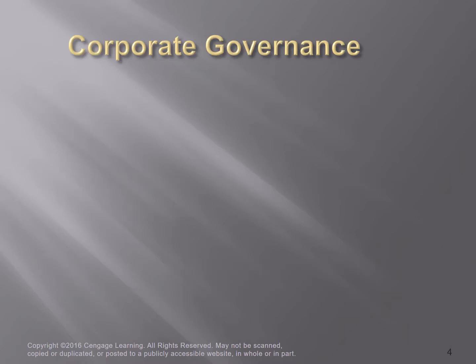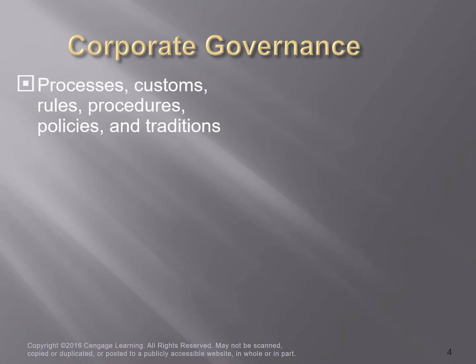Let's start with corporate governance. Corporate governance processes include things like customs, rules, procedures, policies, and traditions that have been identified as important to your organization. These processes may be written. For instance, you must approve time every week. Or unwritten. For instance, casual Friday does not mean you can come to work in shorts and flip-flops, or it might.